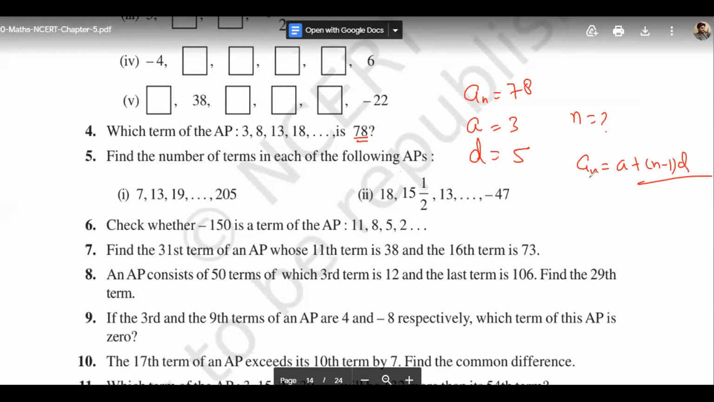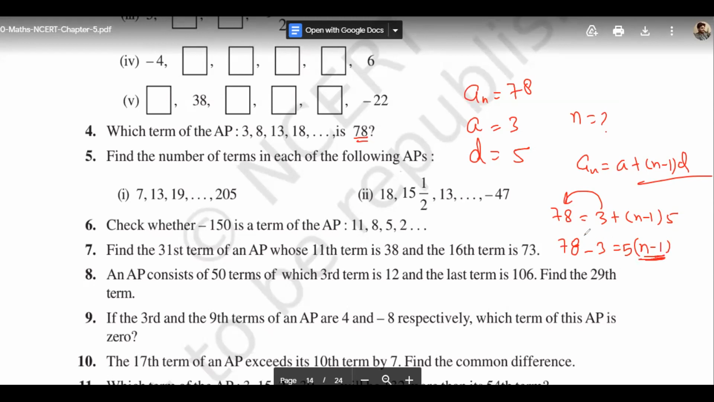So an is given to you, that is 78. Then a is actually 3, plus n minus 1 into d, the common difference, which is plus 5. Okay, now you can write here 78, and let's bring this 3 to this side, so it will be subtracted. Then it will become 78 minus 3 is equal to n minus 1 into 5, and this 5 is in multiplication with this whole term.